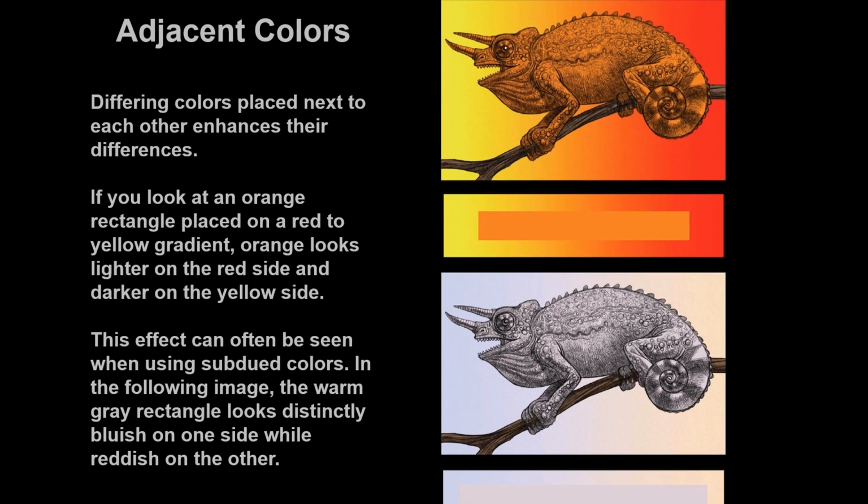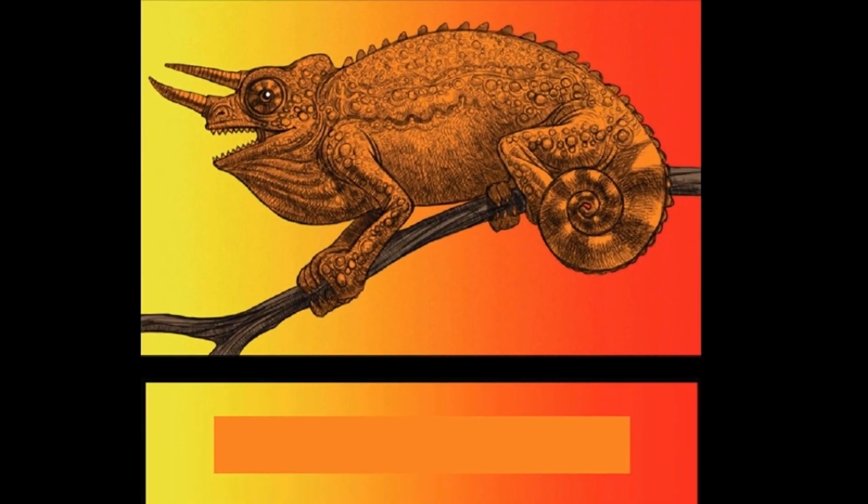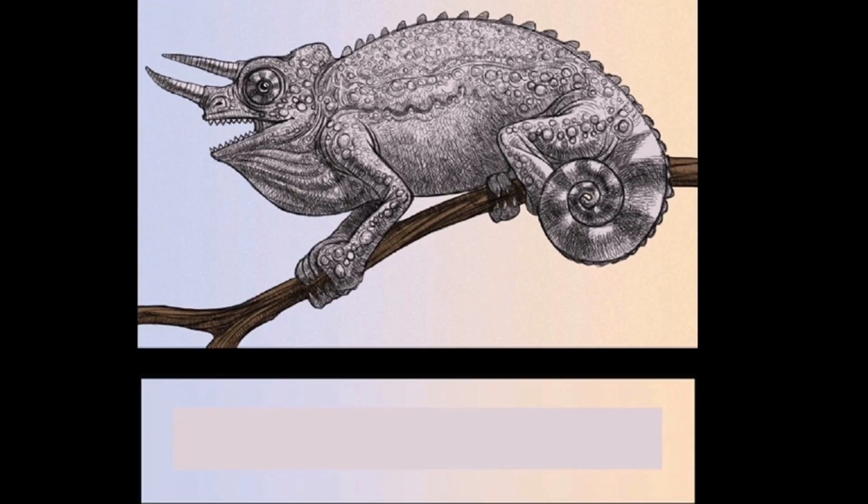Here are two other color examples. In the top group, the band of orange is the same all the way across, and yet with the yellow background, the orange looks dark, but with the red background, the orange looks lighter. Similarly, the gray band down below is one color, but because one side is kind of bluish, the gray looks kind of yellow, and the other side being a yellowish background makes the gray look bluish.